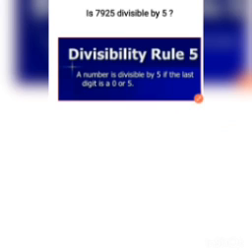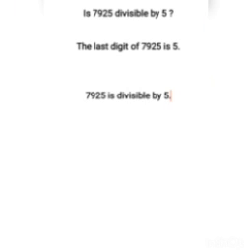We call it the divisibility rule for 5, which is: if the last digit of a number is either 0 or 5, then the number is divisible by 5. So it is very simple. I need to look only at the last digit, which is 5 in this case. So 7925 is divisible by 5 because the last digit is 5.